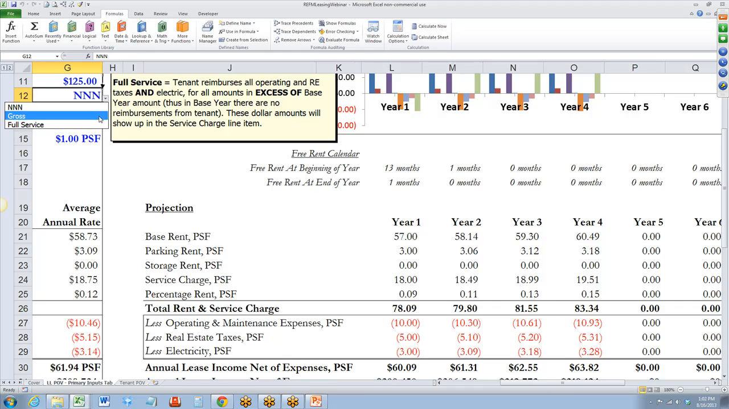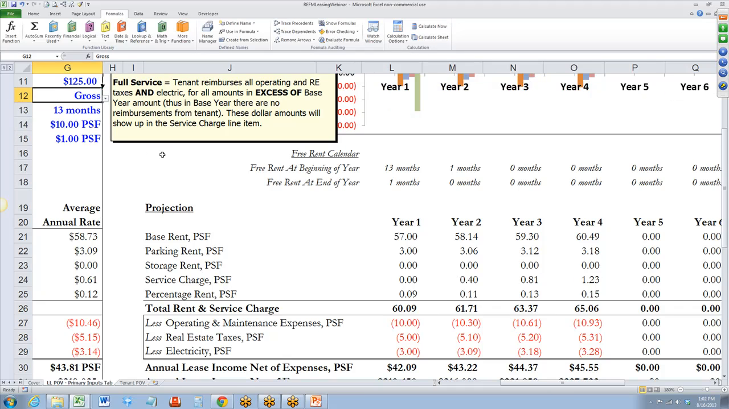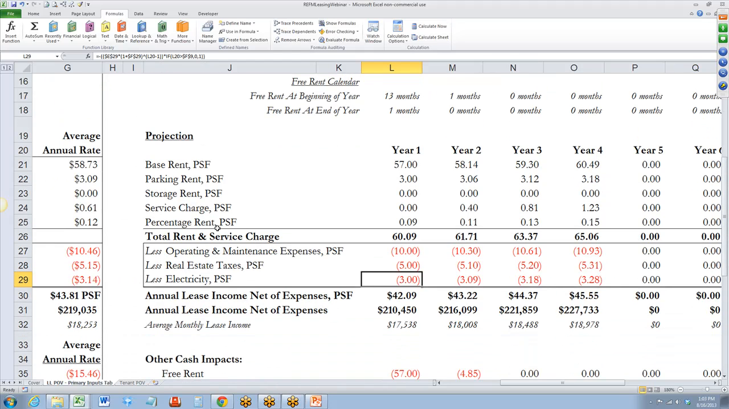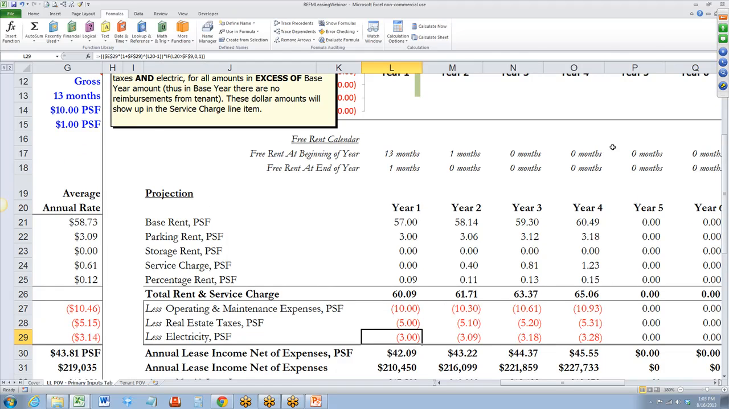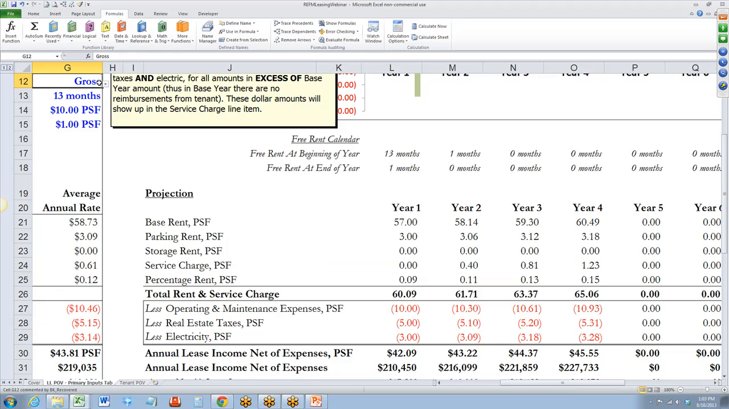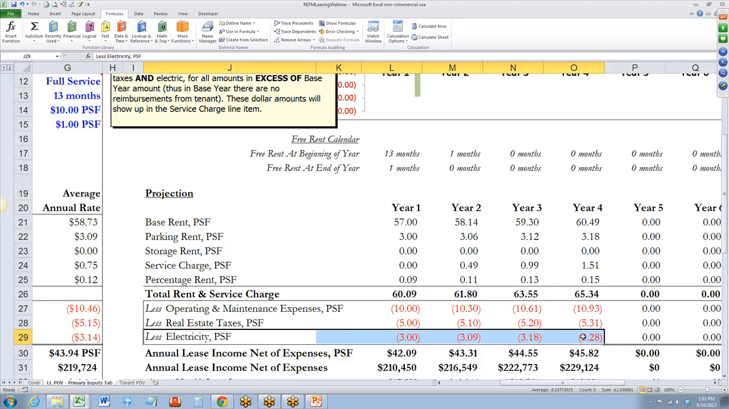So we did triple net, we did full service. If we do gross, gross is slightly different from full service in that what we exclude is reimbursement of electric, because as we said, we are defining the gross lease type as all operating and real estate taxes being reimbursed except electric. If we toggle back and forth between gross and full service and watch our service charge line here, we'll see that it changes ever so slightly starting in year 2, simply differing by the amount of the electric reimbursement.